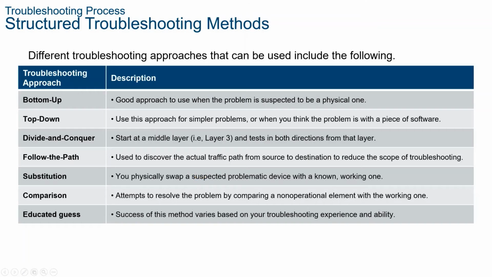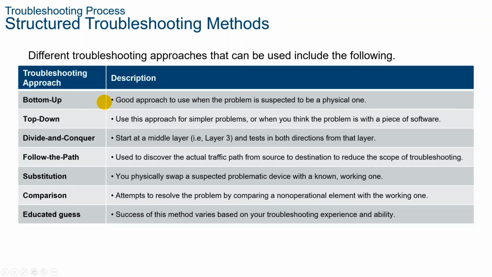All right. Next, structured troubleshooting methods. So there are several structured troubleshooting approaches that can be used. Which one to use will depend on the situation. Each approach has its own advantages and disadvantages. This topic describes methods and provides guidelines for choosing the best method for a specific solution. These troubleshooting approaches could be bottom-up, top-down, divide and conquer, follow the path, substitution, comparison, and educated guess. Okay?